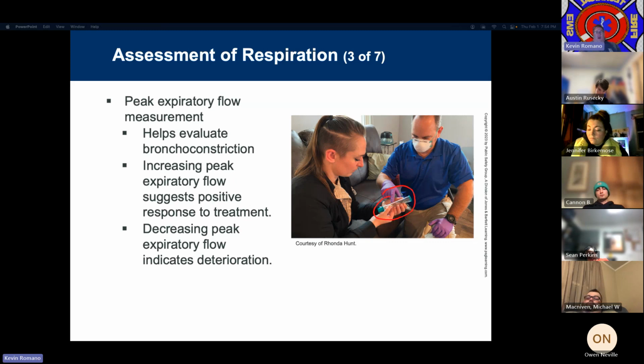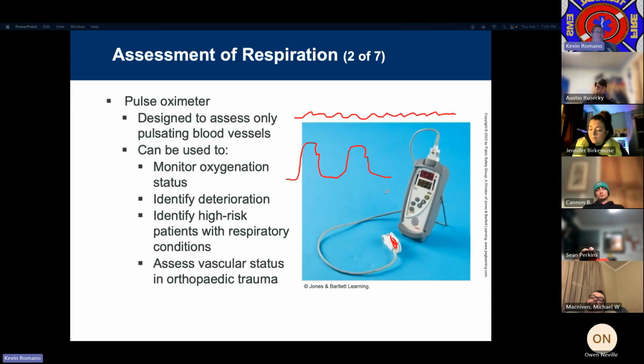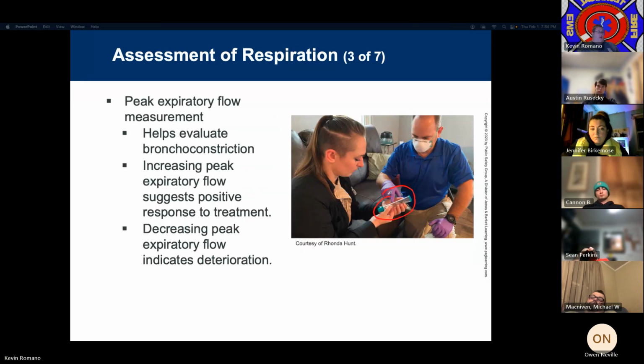Decreasing peak expiratory flow may be an indication of deterioration. This varies on the sex, height, and age of the patient. And perform the test 3 times and take the best peak flow of the 3 readings that you get. That's how that works there.